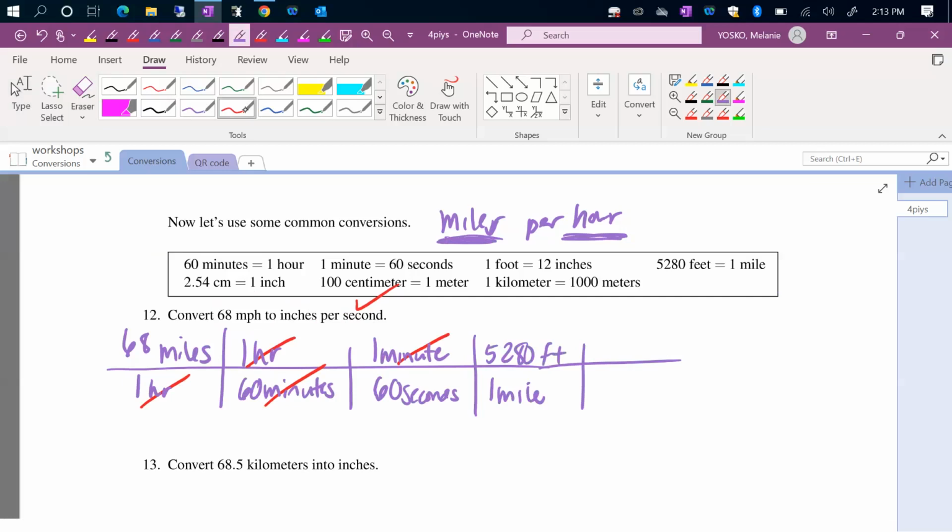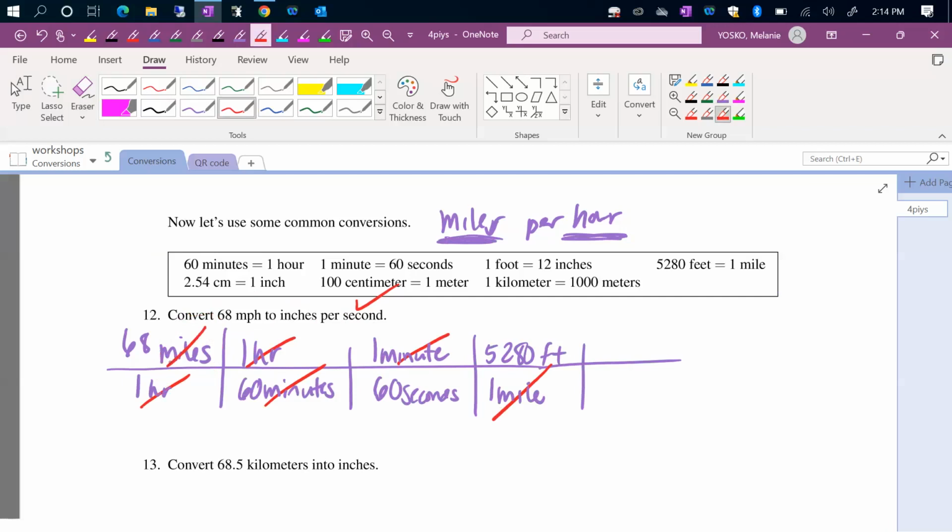Cancel your units. What cancels? Miles, even though it's way over here. It doesn't matter. They're all multiplied, across the top and across the bottom. One miles is in the numerator, the other miles is in the denominator, they cancel mathematically. Does that make sense? Yes. Okay, what are the new units right now at this step? Seconds and feet. So say them correctly. Feet per second.